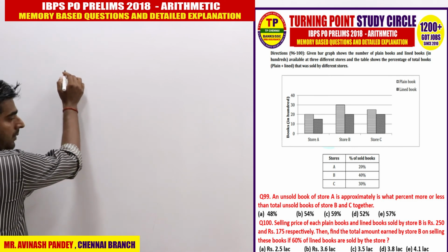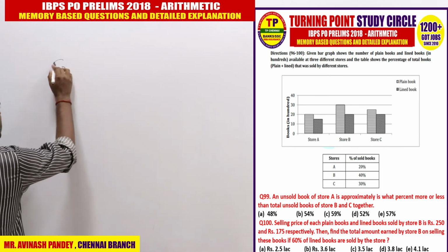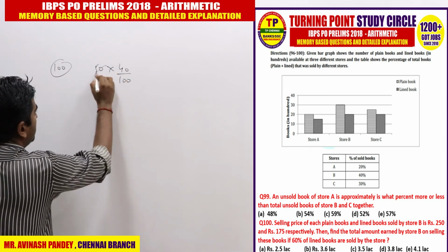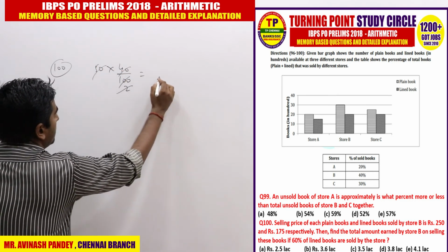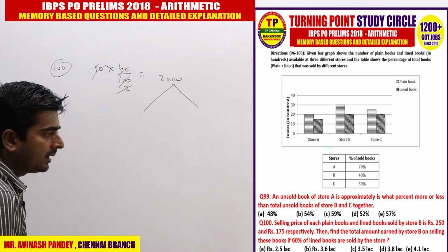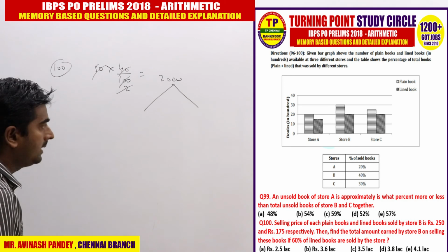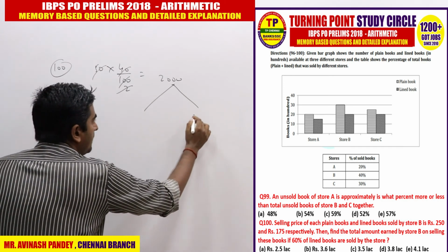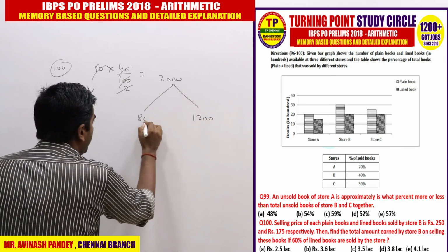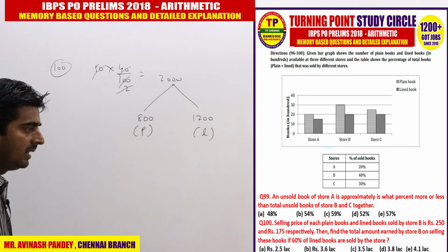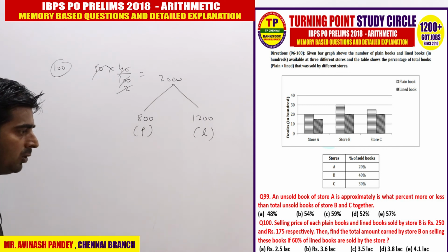So 40% of 50, which is nothing but how much? 2000, right? 2000. And how many lined books are there? It is nothing but 20, right? So 20 books are there, and 60% of 20 is how much? 1200. Remaining is how much? Plain book, which is nothing but how much? 800.